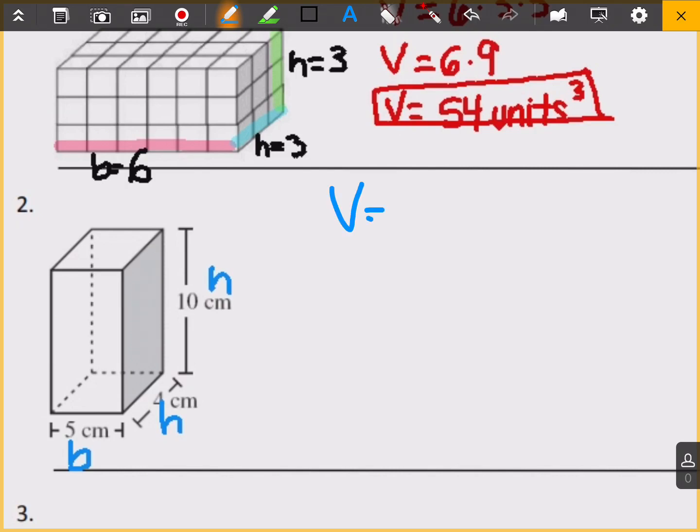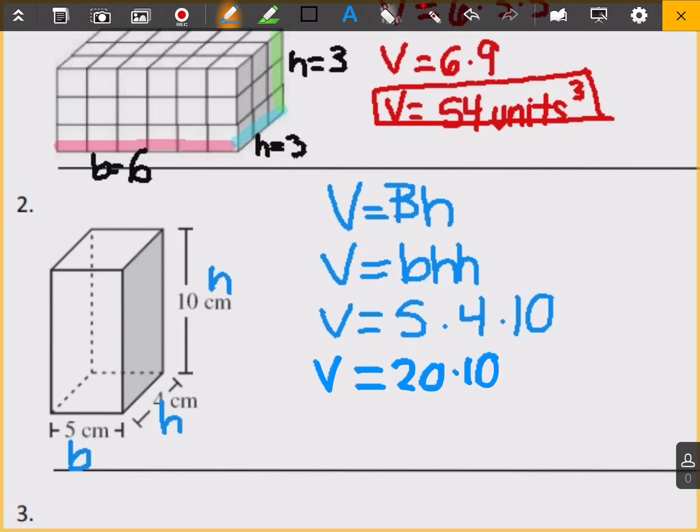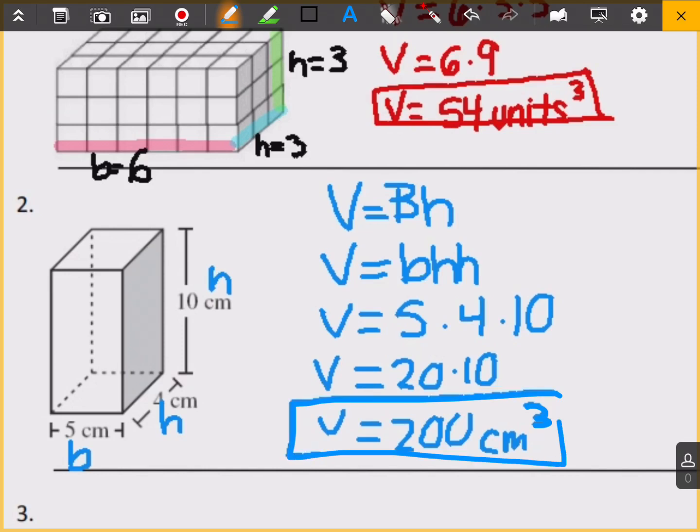So again, volume is given to us as big B times H, which is the same as base times height times height. We're going to plug in the values that we have over here. We have 5 times 4 times 10. I like working from left to right, so 5 times 4 is 20, and 20 times 10 is 200. My unit of measurement for this is centimeters, and it is volume, so that means I'm going to put a 3 as my exponent.